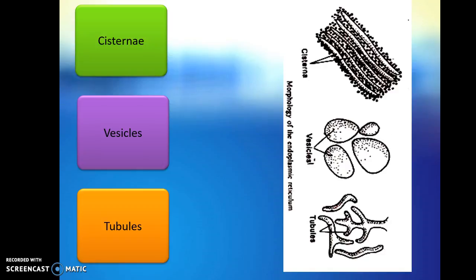The trans phase is known as the shipping side. It plays a role in the modification of proteins. However, it also pinches off the modified proteins into secretory vesicles and gets them ready for transport to their final destination.